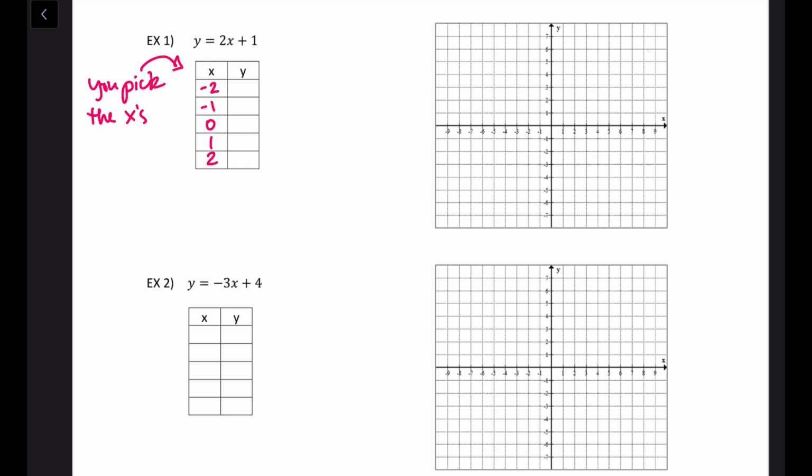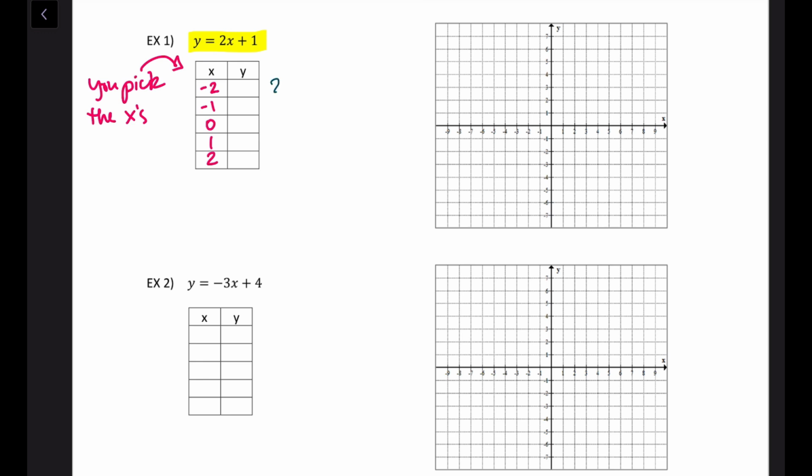The assignment is just going to say pick at least 3 x values, so you don't have to fill in all 5 blanks on the table, but you certainly can. The more points that you find on the line, just the better line you can draw. But once you know what x values you're going to use, now you're going to plug it into the given equation. It's like our formula. Where we see our x, we're going to plug in our x value that we picked.